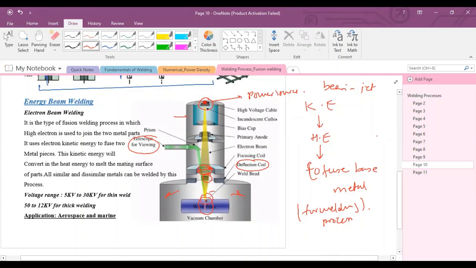This type of welding can weld different types of parts, from foil, which has very little thickness, to large parts. You can weld a variety of parts from thin to thick. For thin parts, the voltage range of the power supply is 5,000 to 30,000 volts, and for thick parts it will be 50 kilowatts to 120 kilowatts. Actually it is 120 kilowatts for thick parts, because for thick parts you need a high current and a high power source or high voltage.